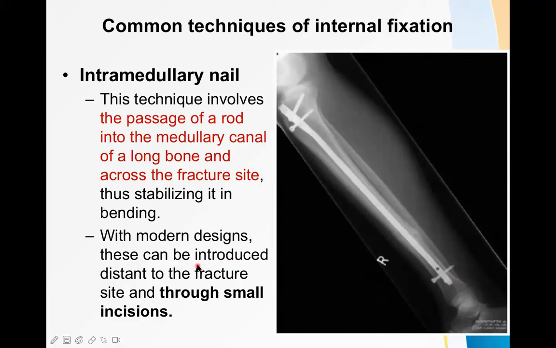With modern design, these can be introduced distant to the fracture site and through a very small incision. This is a big advantage of intramedullary nail. Now, what are they saying here? You don't need to make any incision at the fracture site. You don't need to expose the fracture site. Rather than that, you can make a very small incision either on the lower end of the bone or upper end of the bone, and through that you can insert this intramedullary nail and fix it as well. This is a big advantage over plating.